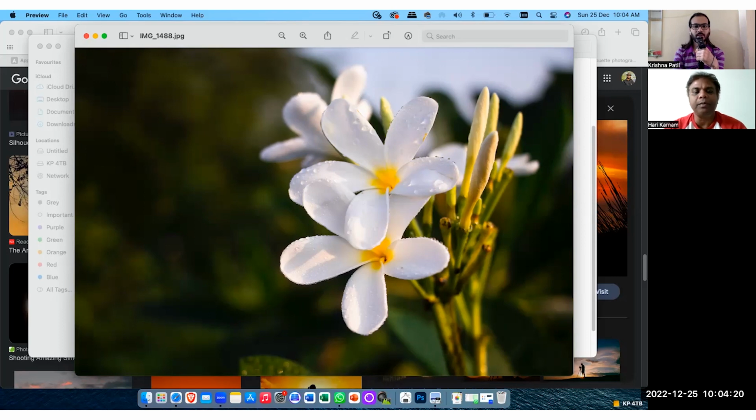Which is the third factor? ISO? No. In the depth of field concept, three factors are there. The first one is your aperture, which decides your depth of field. The second one is your focal length, and the third one is your focusing distance. We'll learn that. So here, what I did, do you remember what the rule is for focusing distance in depth of field?